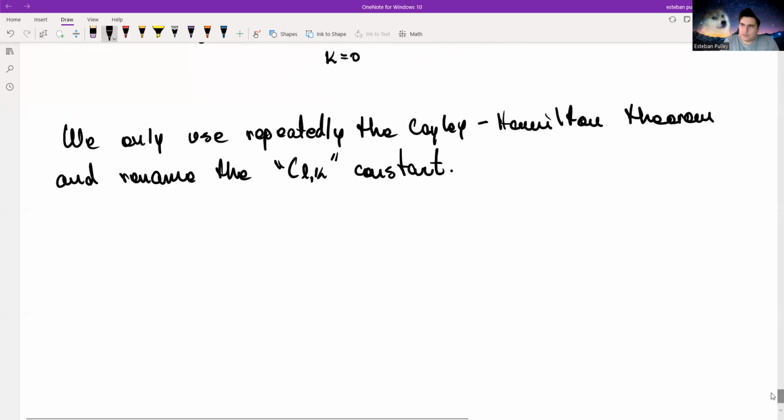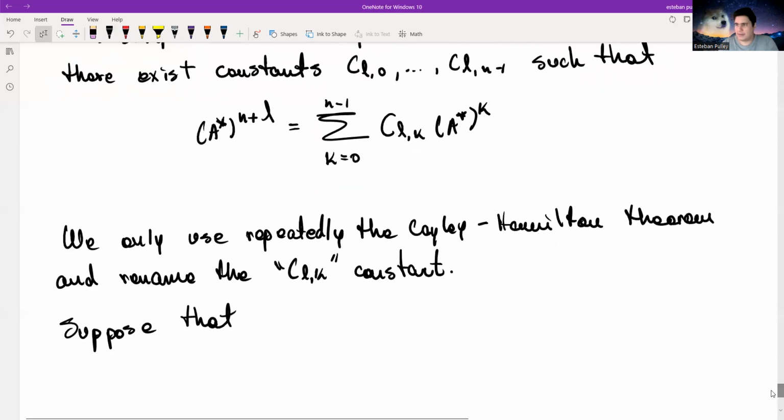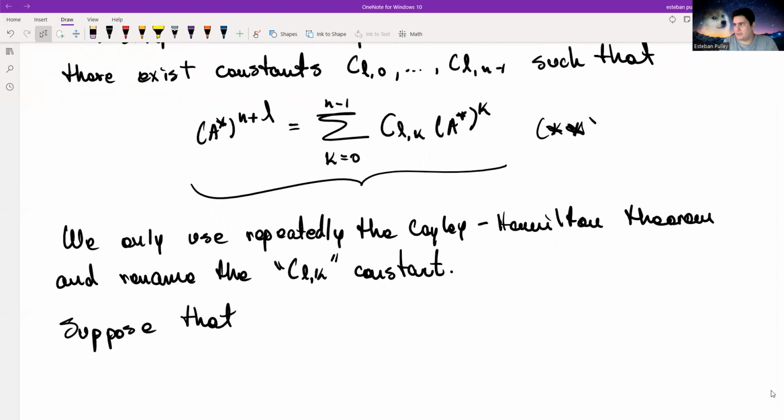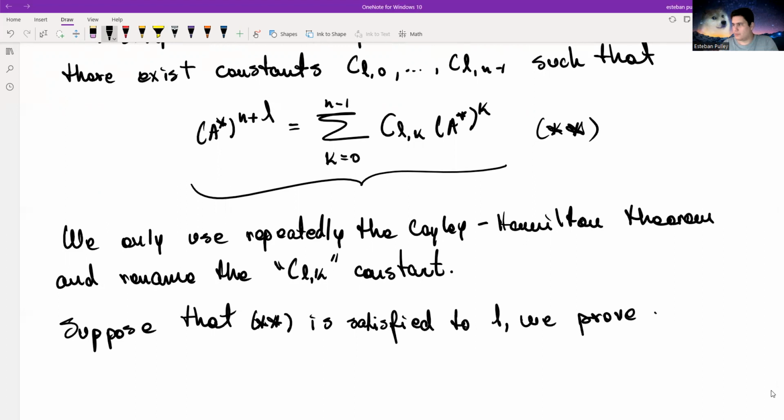So suppose that this is satisfied. I'm going to call it, I don't know, two star. Suppose that 2 star is satisfied for L. Now we prove it for L plus 1.